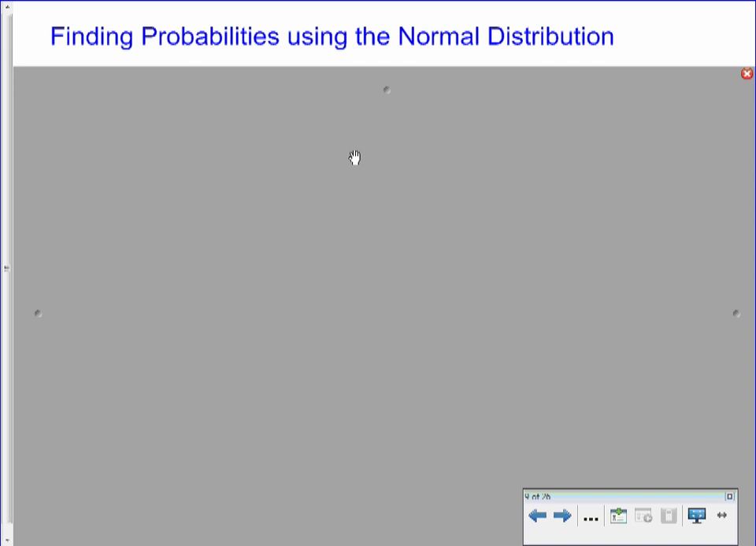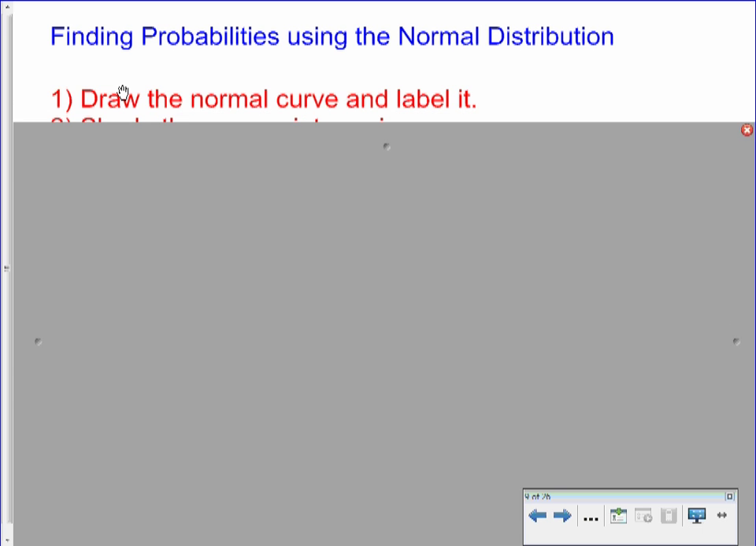Alright, so finding probabilities when we do not have our mean of 0 and our standard deviation of 1. Like I mentioned, it's not super different from what we have been doing. A little added business to it, but not anything super complicated. First step, of course, is to create our normal curve.